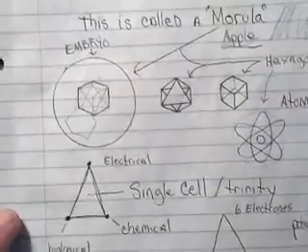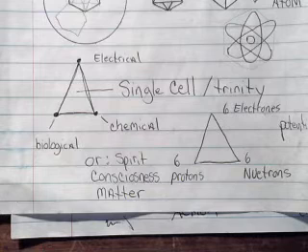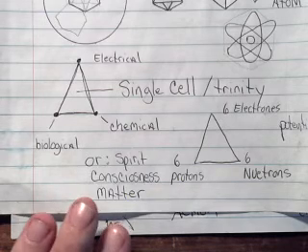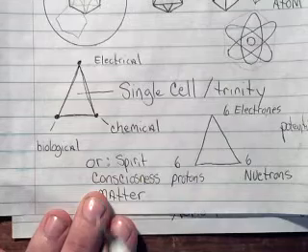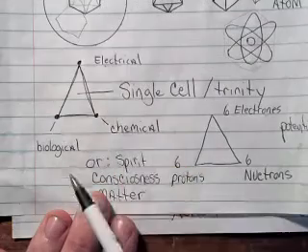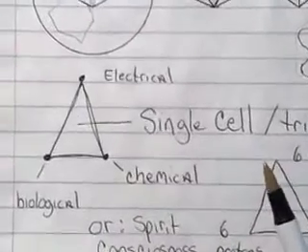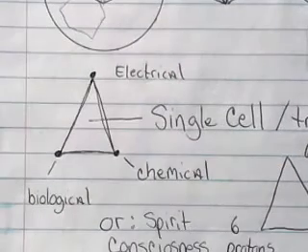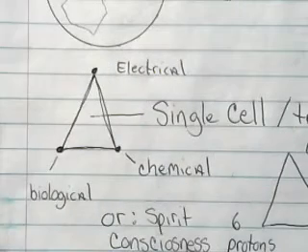So the objective now is to show you a little bit more about how this is going to connect up with the Star of David. This is going to be one portion of the triangle of the Star of David. It's going to be electrical, biological, and chemical. That's going to represent a singular cell. A singular cell can be broken up into this trinity and no other. Electrical, biological, and chemical. That's what a singular cell, its trinity is.